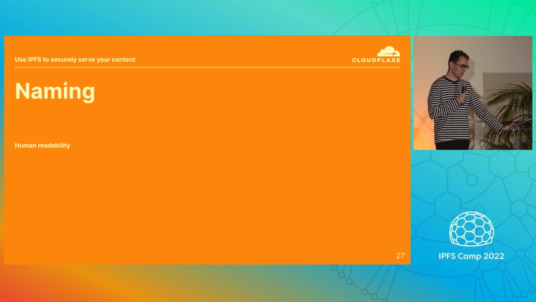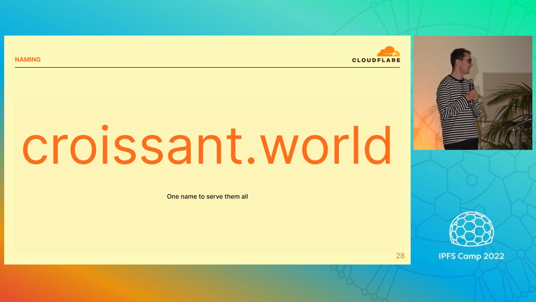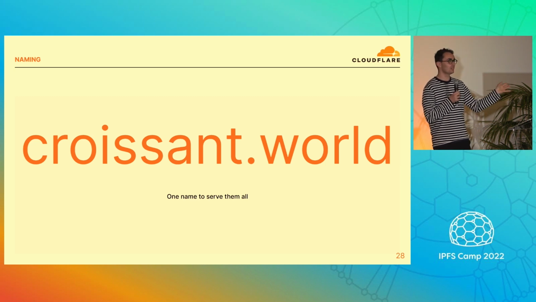I also want to touch on another topic, which is naming. Throughout this presentation, I've used croissant.world. So already .world is a weird TLD, but that's how DNS works. And yeah, I've used croissant.world for all the nodes, the providing, the gateway. It's one name to serve them all. It's just a DNS name.